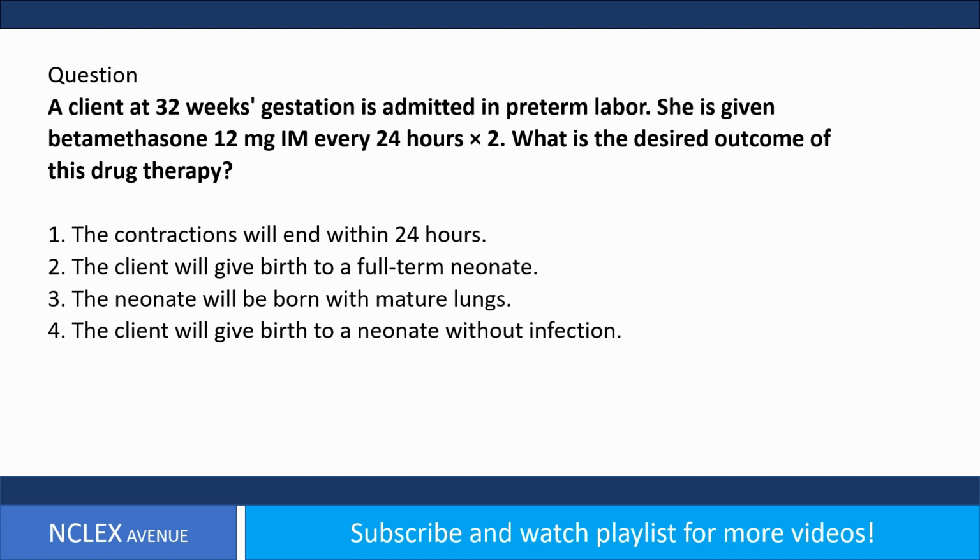1. The contractions will end within 24 hours. 2. The client will give birth to a full-term neonate. 3. The neonate will be born with mature lungs. 4. The client will give birth to a neonate without infection. Answer. Option 3 is correct.